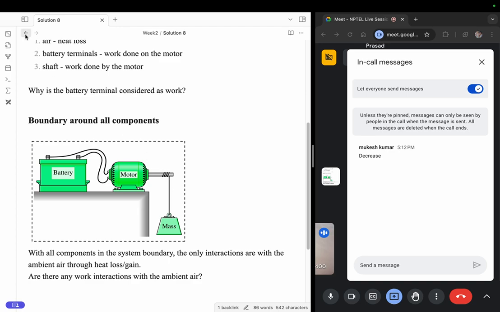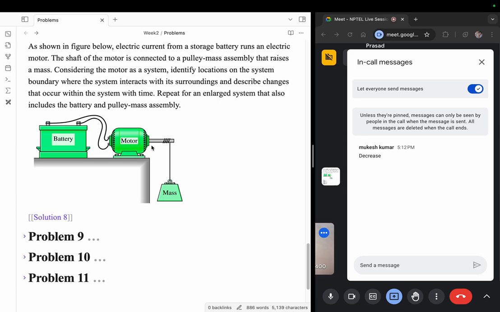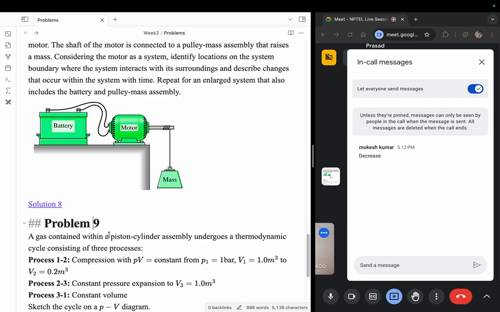I hope this is clear. Actually maybe it will get better if you go through week 3 also. Then maybe we'll discuss this in next week also. Next couple of weeks we'll be discussing heat and work. So it will get clearer and clearer as you go.